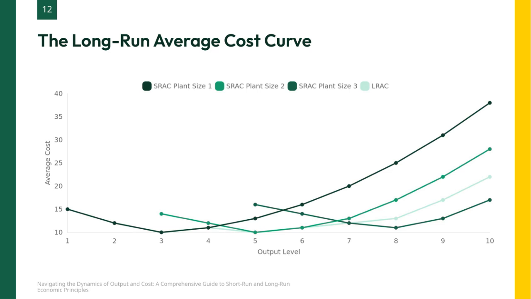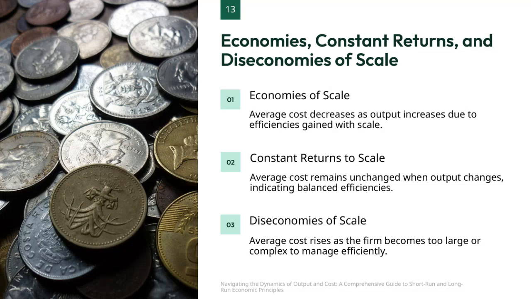By comparing short-run costs at fixed plant sizes to the long-run cost, we can understand how flexibility in adjusting scale impacts overall efficiency. Here, we're looking at three important concepts related to how average costs change with the scale of production. First, we have economies of scale. This happens when the average cost decreases as output increases. Essentially, the firm becomes more efficient as it produces more, benefiting from factors like bulk purchasing or improved technology.